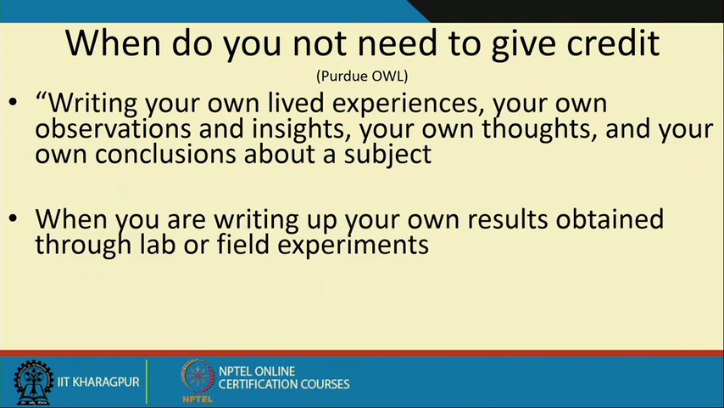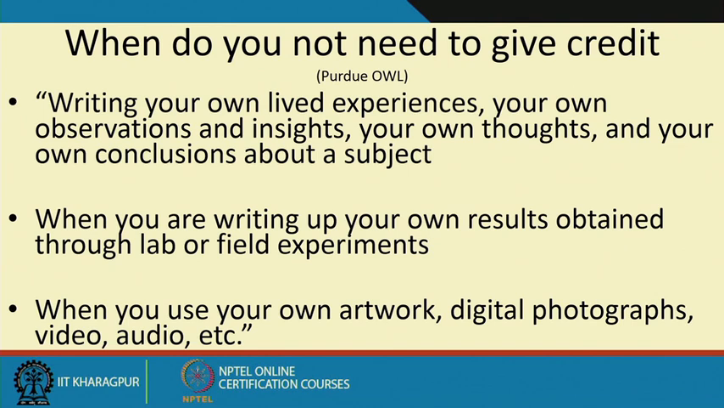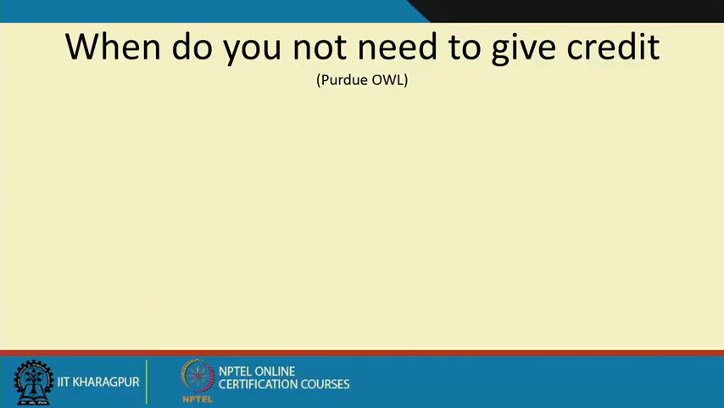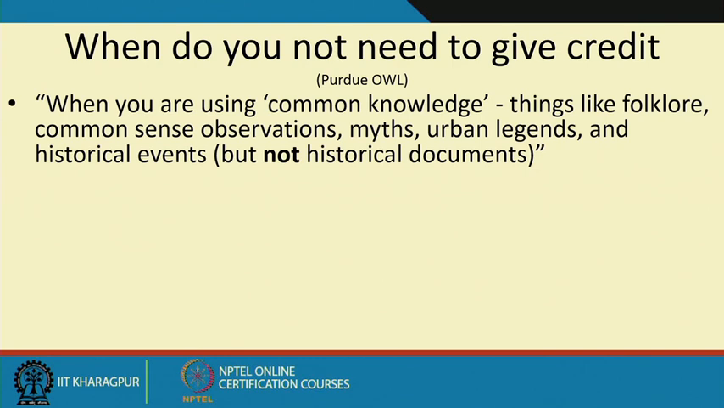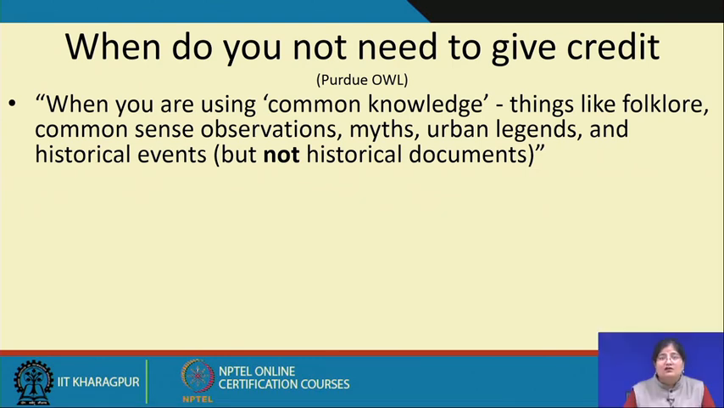When you are writing up your own results obtained through experiments that you have conducted in your laboratory or in the field, these are your results, this is first hand information, this is something that you know, so at that time you don't need to give credit to someone else, you only need to acknowledge your own work. The same applies when you use your own artwork, digital photographs, video, audio, etc. But again, when do you not need to give credit? When you are using common knowledge, things like folklore, common sense observations, myths, urban legends and historical events, but not historical documents.